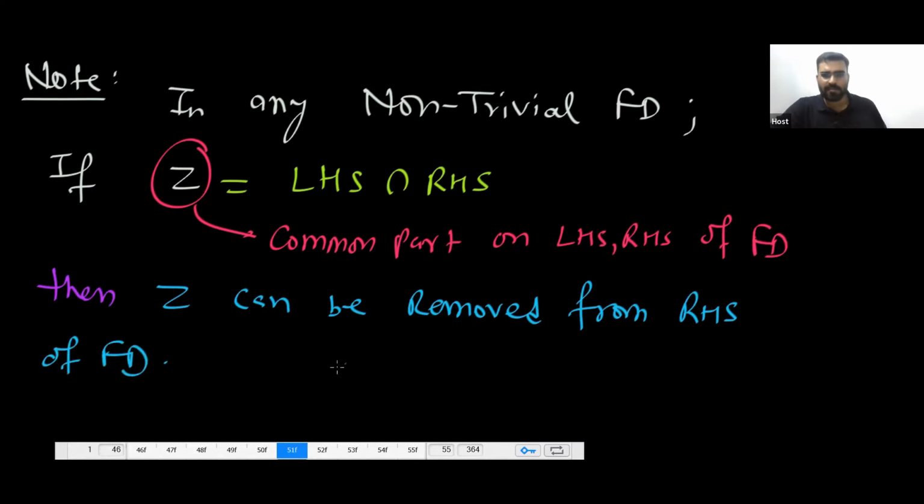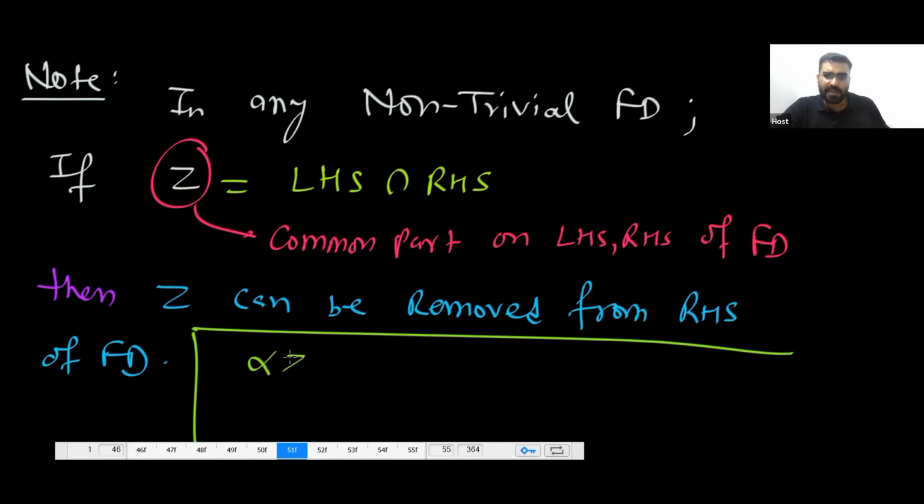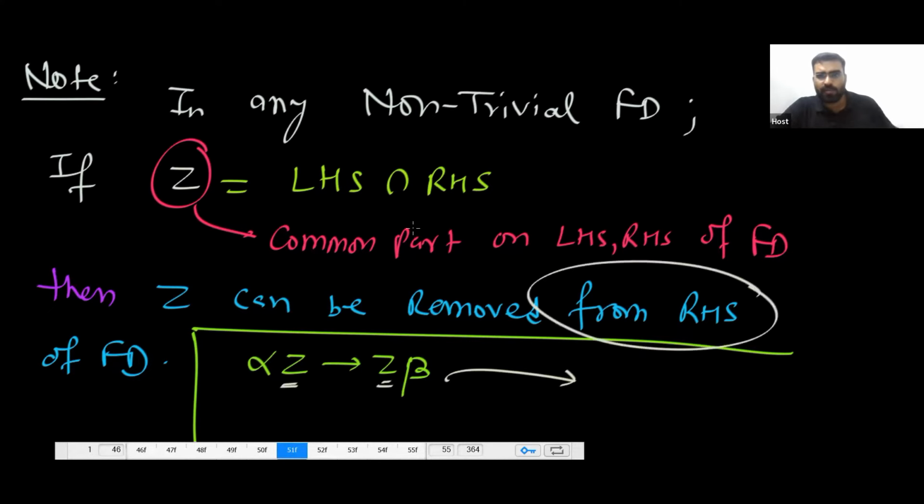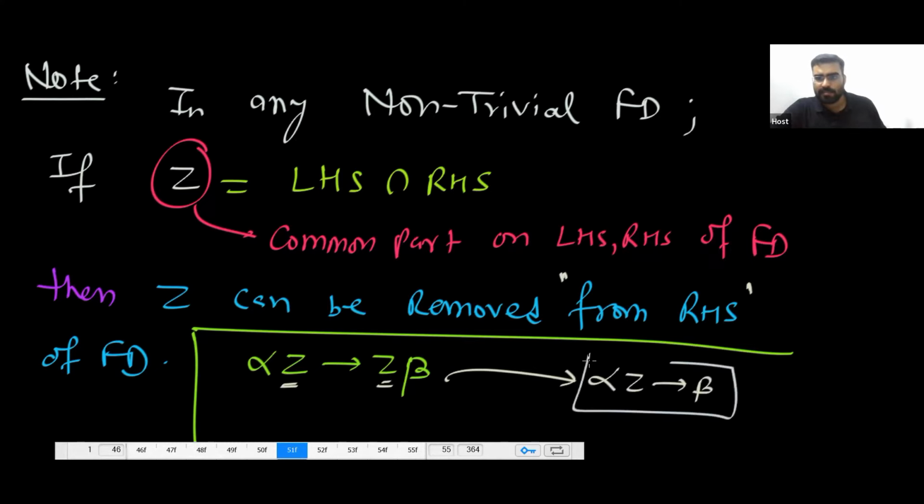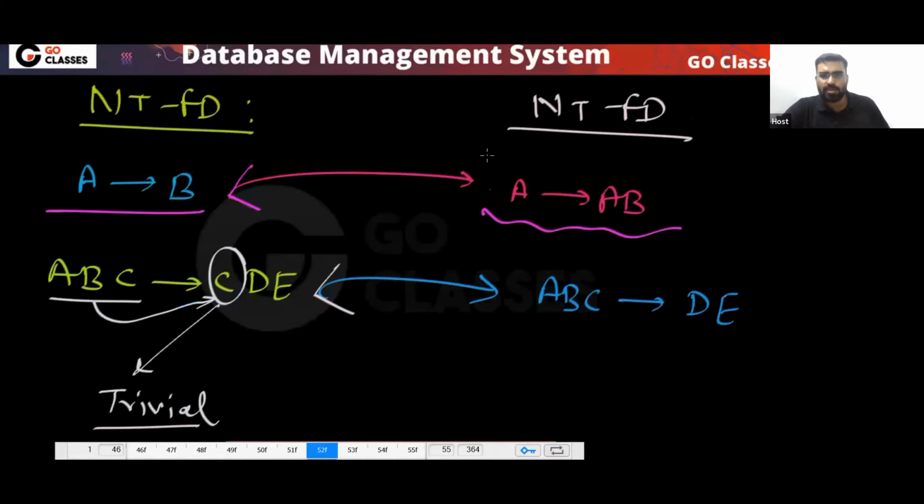So this is what I'm saying. Is this clear? Basically I'm saying that if you have this type of FD, like alpha Z determines Z beta, then this common part you can remove from the RHS. You can remove this common part from the RHS, and you will get an equivalent functional dependency. So these are equivalent.